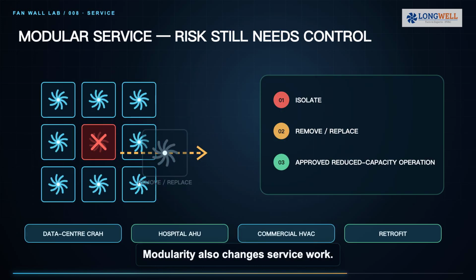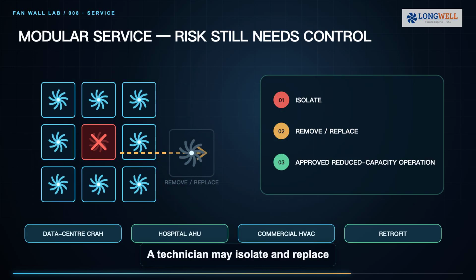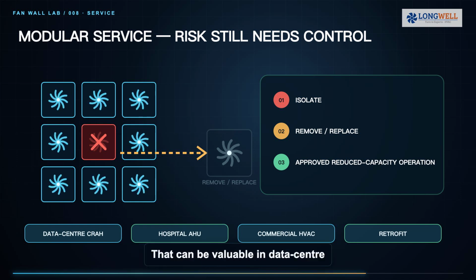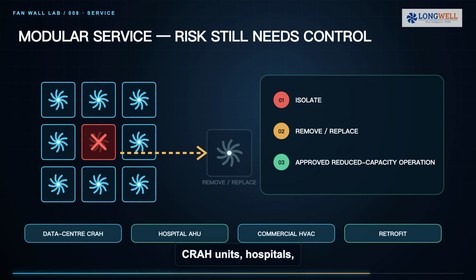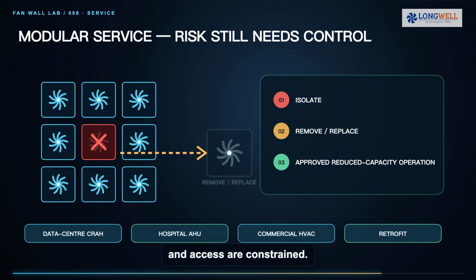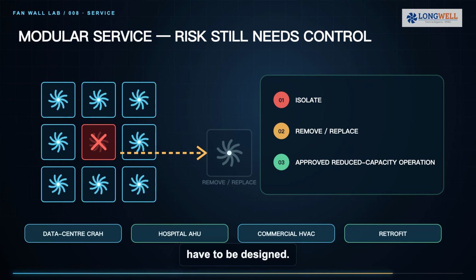Modularity also changes service work. A technician may isolate and replace one smaller module while the remaining system follows an approved reduced capacity sequence. That can be valuable in data center CRH units, hospitals, large AHUs, commercial buildings, and retrofit projects where downtime and access are constrained. The safe procedure, isolation hardware, guards, and service clearance still have to be designed.